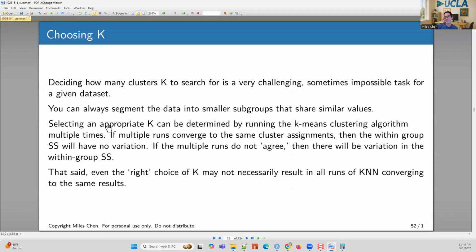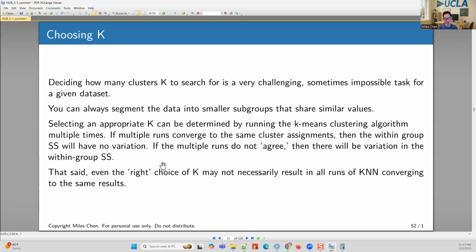And again, if you gave that task of how many subgroups or clusters you should form, probably different people will come up with different answers. So this is a really challenging thing. Choosing how many clusters to search for is really hard. You can always make the argument that we could have more clusters and it will improve performance. But then at what point do you have too many?